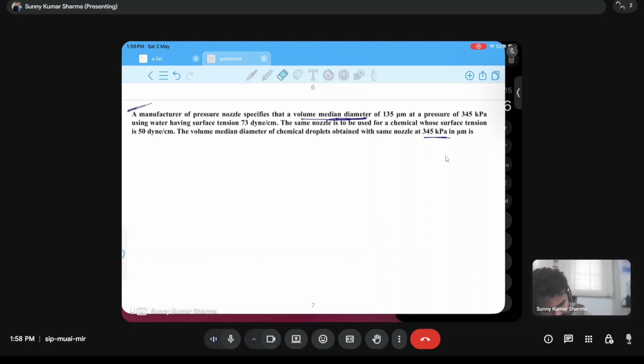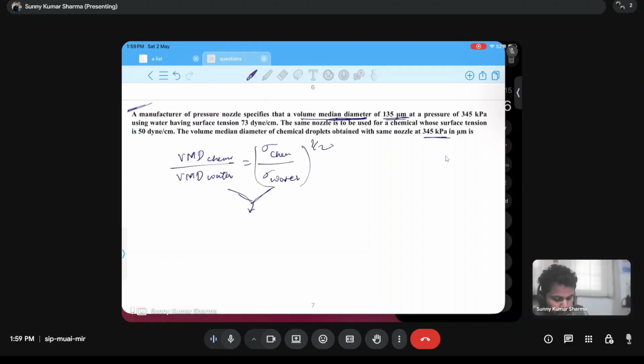VMD of chemical by VMD of water is equal to surface tension of chemical by surface tension of water to the power 1 by 2. So the manufacturer of pressure nozzle specifies a volume median diameter of 135 micrometer at a pressure of 345 kilopascal using water. So the manufacturer is specifying the nozzle as per water.